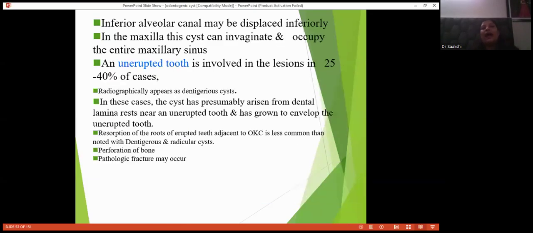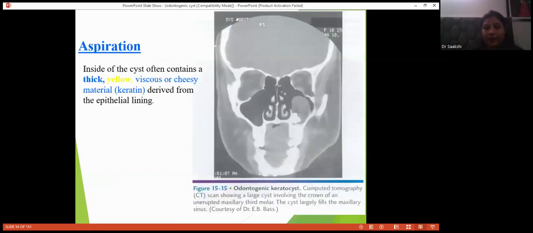Now, sometimes the inferior alveolar canal may be displaced inferiorly. In the maxilla, this cyst can invaginate and occupy the entire maxillary sinus. And an unerupted tooth is involved in the lesion in 20 to 40% of cases. Radiographically, sometimes you may confuse it as a dentigerous cyst also. Now, it can cause perforation of the bone. Pathological fractures may also occur. On aspiration, this cyst usually consists of a thick yellow, viscous or cheesy material. That cheesy material is keratin, which is derived from the epithelial lining.